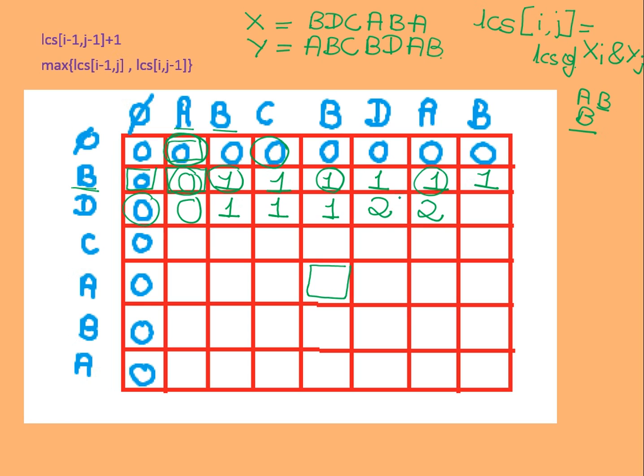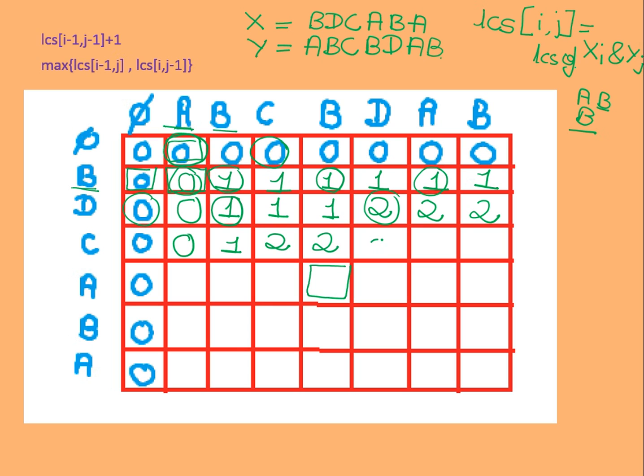Maximum of 1 and 2 is 2, so I'll store 2 here, again 2. Now here you have B, D, C and A. So you'll store 0 here as A is not equal to C. Then you'll store 1 here. C is equal to C, thus 1 plus 1, so 2. Then maximum of 1 and 2 is 2.